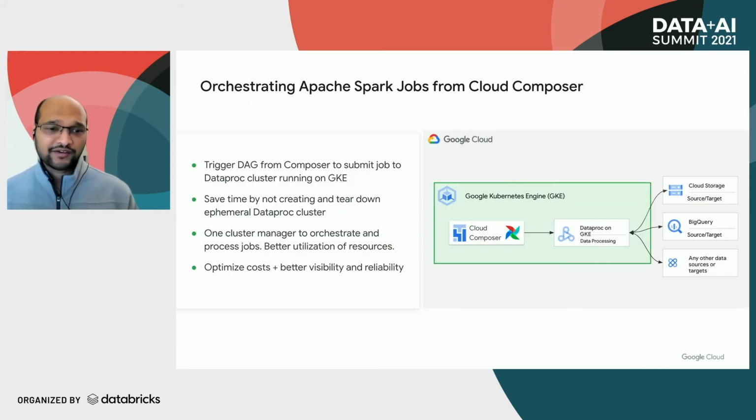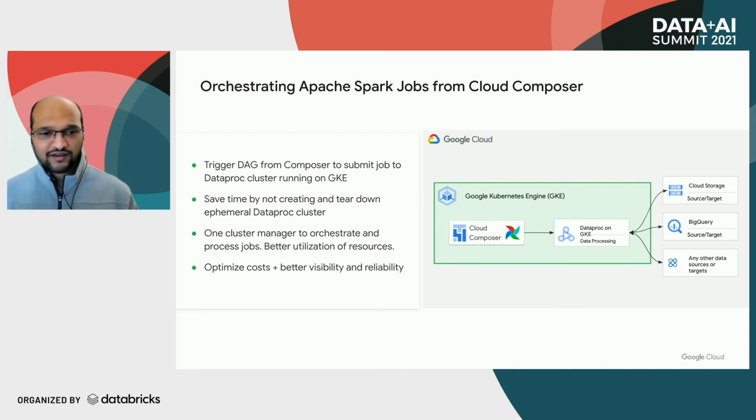Now, the first pattern here, orchestrating Apache Spark jobs from Cloud Composer. So this revolves around orchestrating your data pipelines running on Apache Spark through Cloud Composer. You would write a DAG to submit a Spark job to a Dataproc cluster running on GKE. So this would actually save time by not creating and tearing down the ephemeral Dataproc cluster.